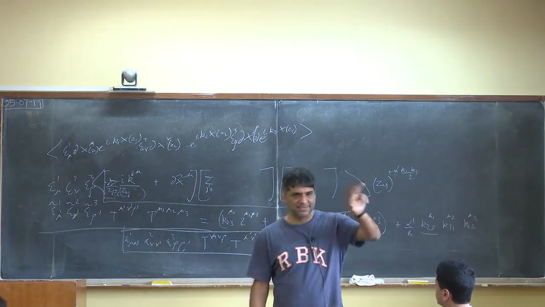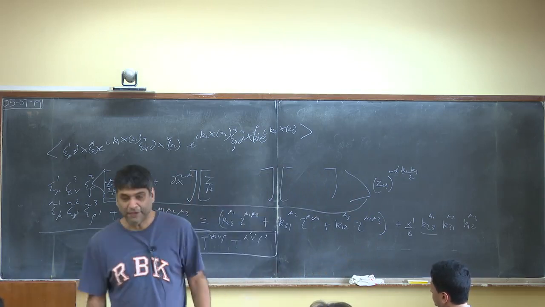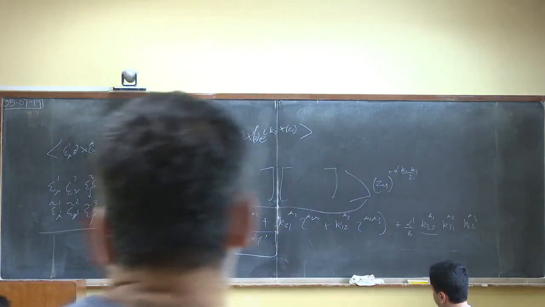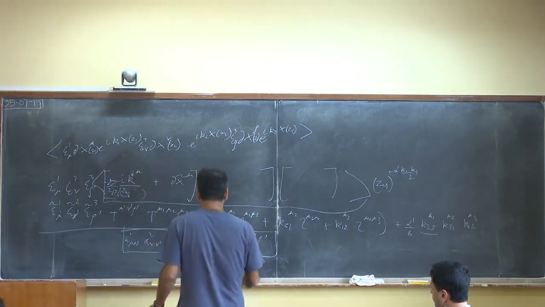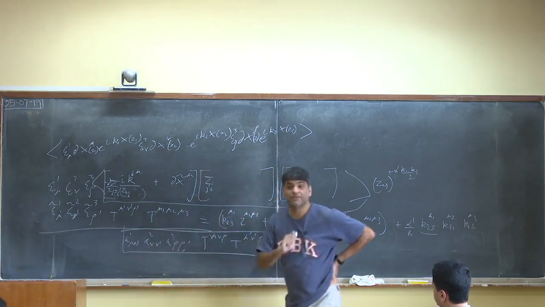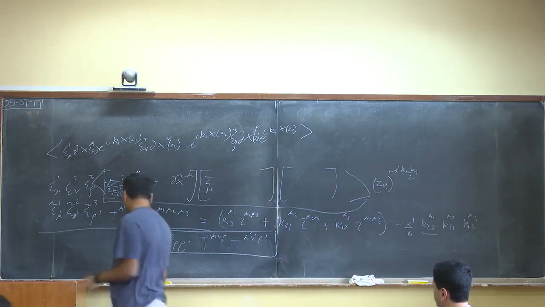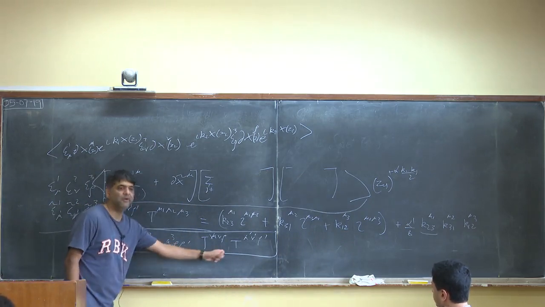One is plus, and the other one is minus: symmetric and anti-symmetric combinations. Now, let's look at this amplitude in derivative expansion. The amplitude in derivative expansion contains, as we said, each of these contains either 1 k or 3 k's.